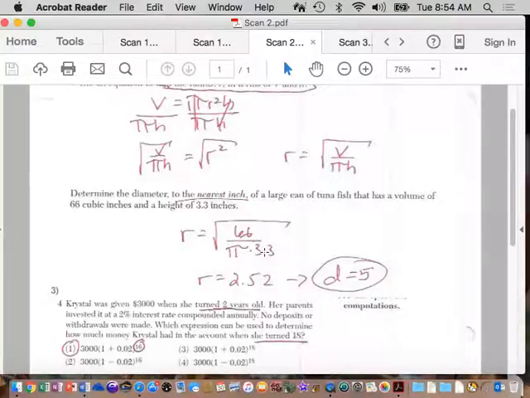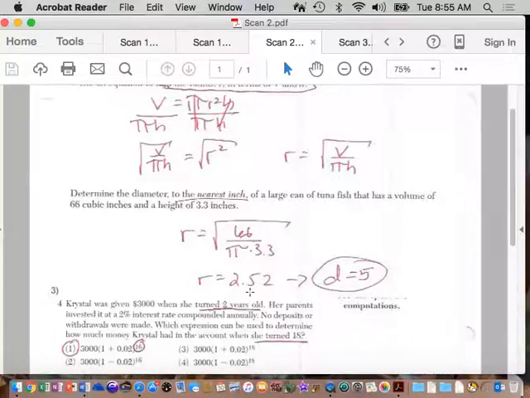Now do the following. Ready? Do 66 divided by. Put in a parenthesis, because now you're going to tell it to do the whole denominator. Parenthesis, pi times 3.3, parenthesis. Enter. Second square root, second answer. And now do you see that it says 2.52?